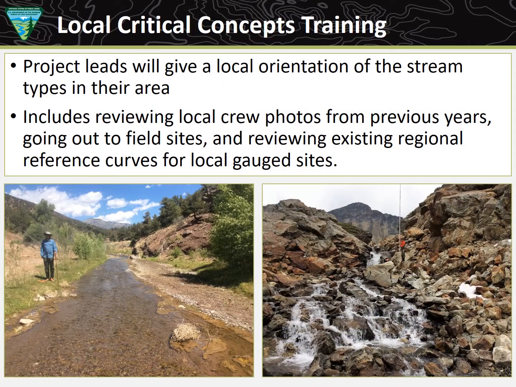The in-person training cannot fully introduce individuals to the diversity of stream types present on BLM lands, so it is required that project leads give a local orientation of the stream types in their area before data collection begins. This part of training should focus on familiarizing crews with critical concepts like bankfull and floodplain on the streams they will be working on. This process can include reviewing local crew photos from previous years, going out to the field sites, and reviewing existing regional reference curves for local gauged sites.